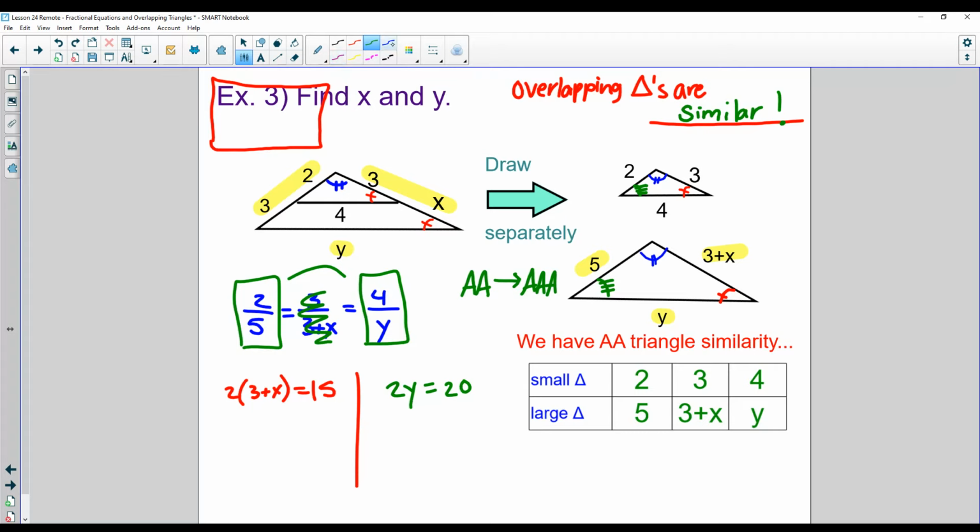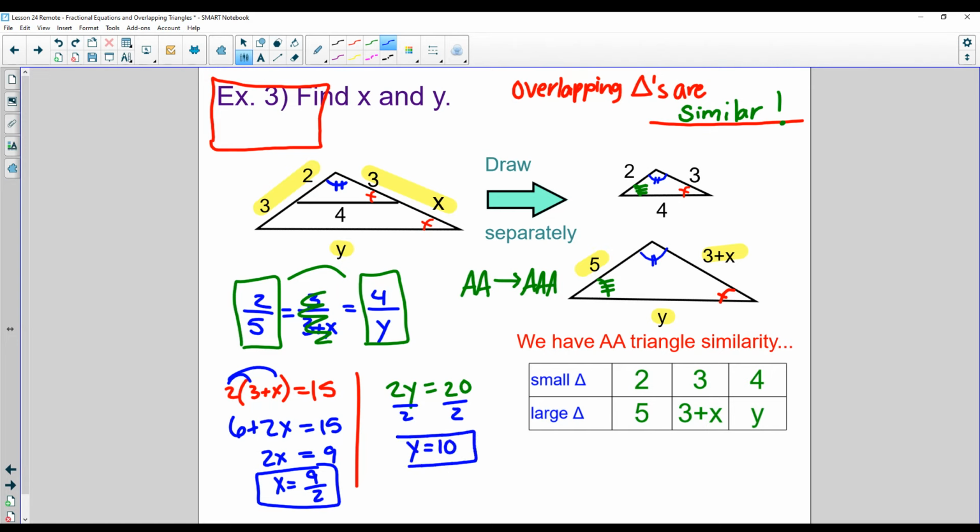All right, let's finish this up and multiply across. So we've got to distribute: 2 times 3 is 6, 2 times x is 2x, equals 15. Subtract 6 from each side, which gives us 9. So x equals 9 halves after dividing both sides by 2. And over here, let's find y. It looks like we just need to divide both sides by 2. So y equals 20 divided by 2, or 10. All right, so that's how we solve for missing variables in overlapping triangles.